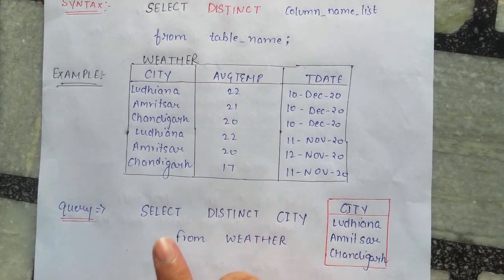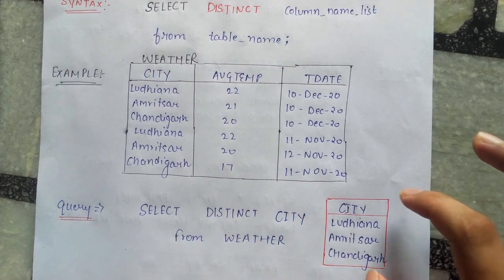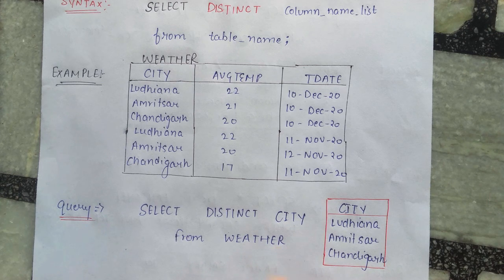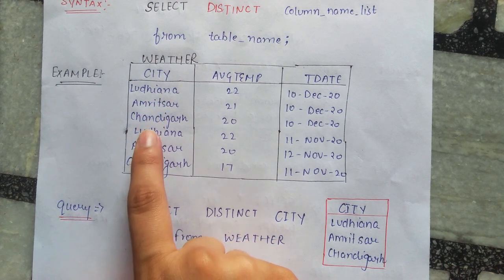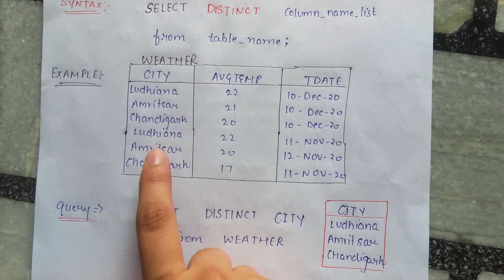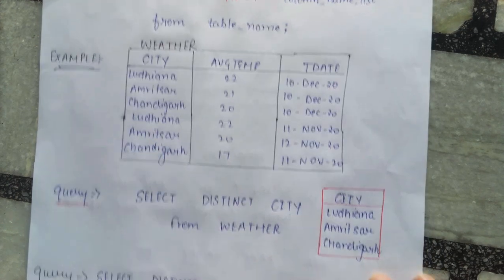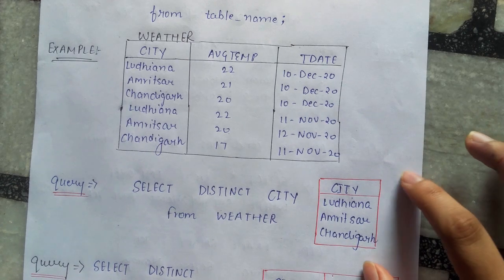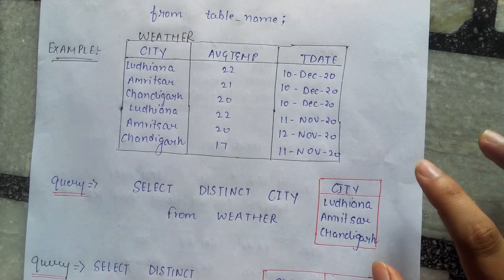We will use SELECT DISTINCT city, whatever column we are going to use, FROM weather table. This is the result of this query. It will take only distinct values: Ludhiana, Amritsar, and Chandigarh. If Ludhiana is repeating, it will discard the repeat. After Amritsar, it will also discard the repeat, and the same for Chandigarh. So this is the use of the DISTINCT command. It only selects the distinct values and removes the duplicacy of the data.